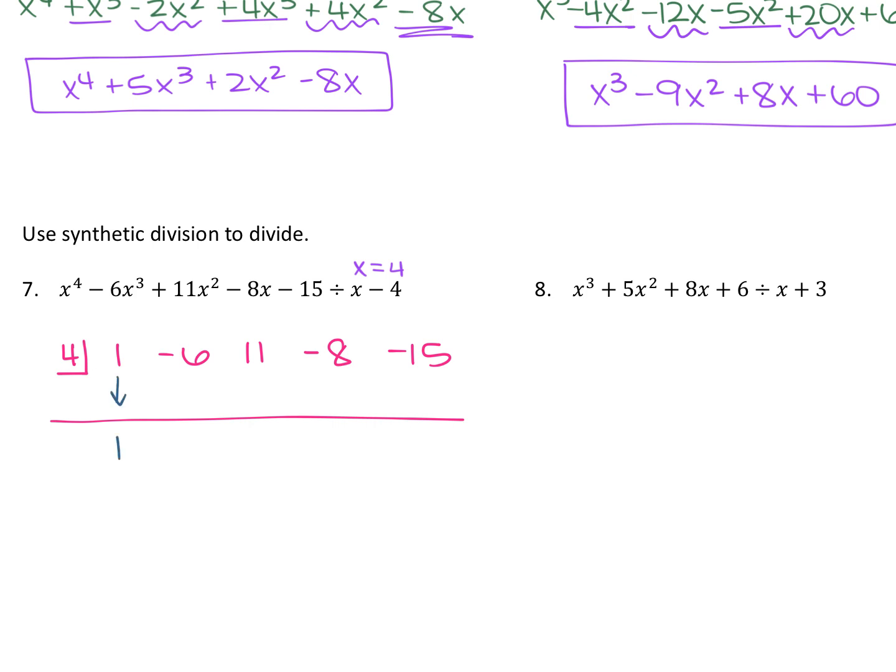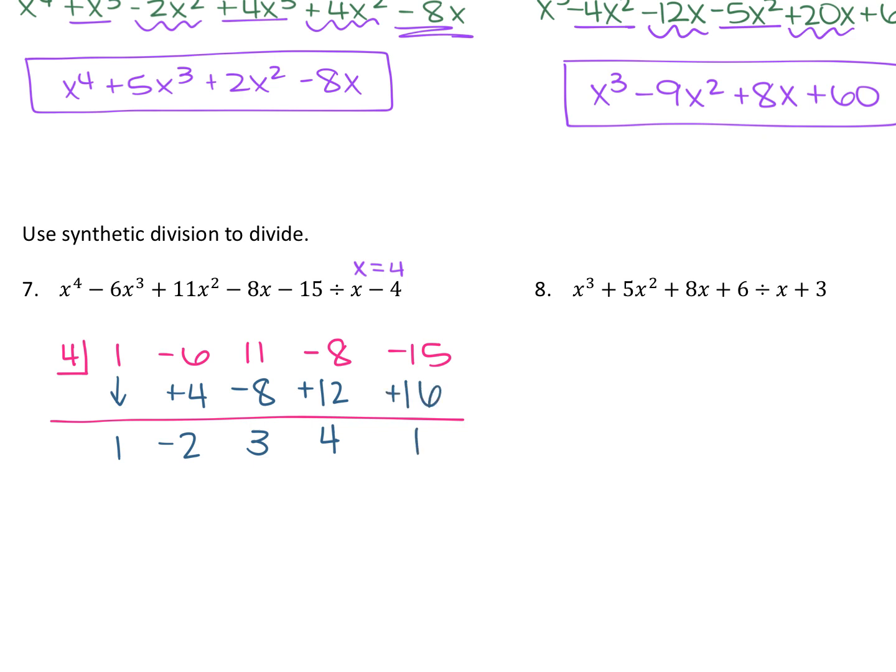That 1 drops down, times 4 is positive 4. Negative 6 plus 4 is negative 2, times 4 is negative 8. 11 minus 8 gives us 3, times 4 is 12. 12 minus 8 is 4. 4 times 4 is 16, minus 15 is 1.